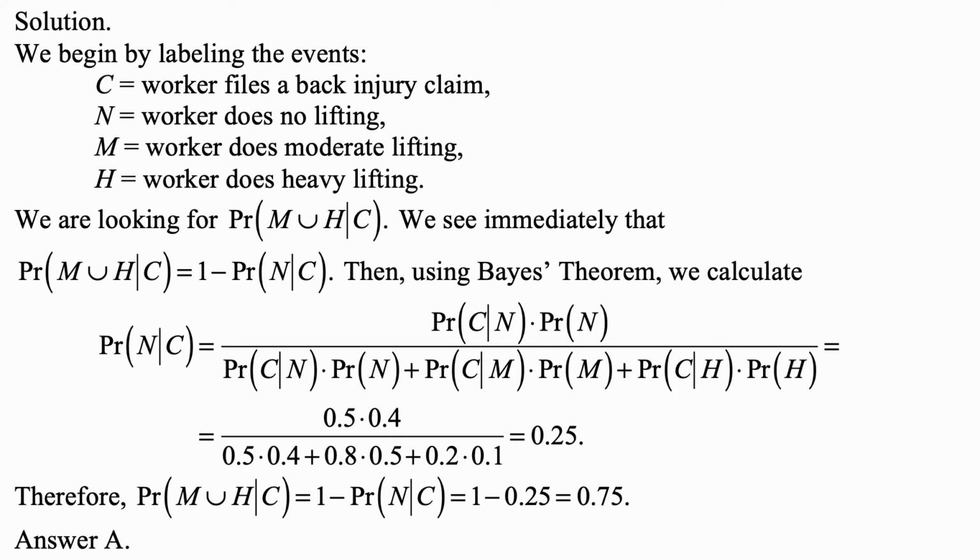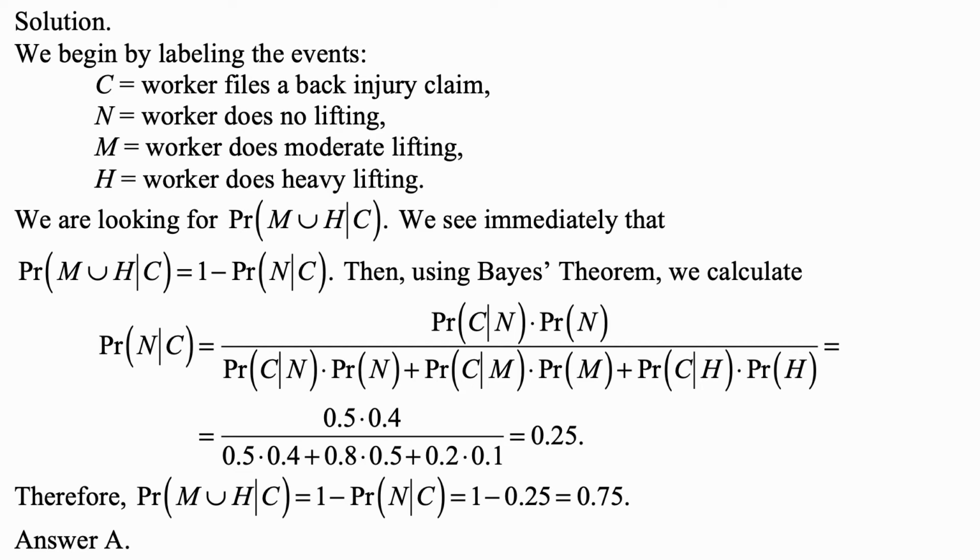And here's a solution. We begin by labeling the events. C is the event that the worker files a back injury claim, C for claim. N is worker does no lifting. M is worker does moderate lifting. H is worker does heavy lifting. And we're actually given the probabilities of a claim given N, then given M, and given H. We are looking for the probability of M union H given C. So conditional probability the other way. And of course, every time you have this kind of flip-flop of conditional probabilities, it's a Bayes theorem problem.